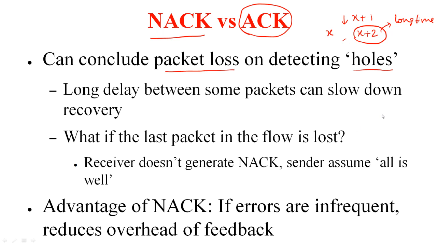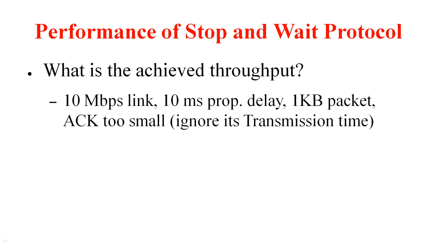And there is another fundamental problem. What if the last packet of the flow itself is lost? Now the receiver doesn't know that it is the last packet, so it's not going to generate a NAK, and the sender is going to assume all is well because it did not receive any NAK. So it's kind of a deadlock situation here. The one good advantage of NAK is if errors are infrequent, the feedback that you're going to provide is going to be very little. In other words, you provide feedback only when there is error.